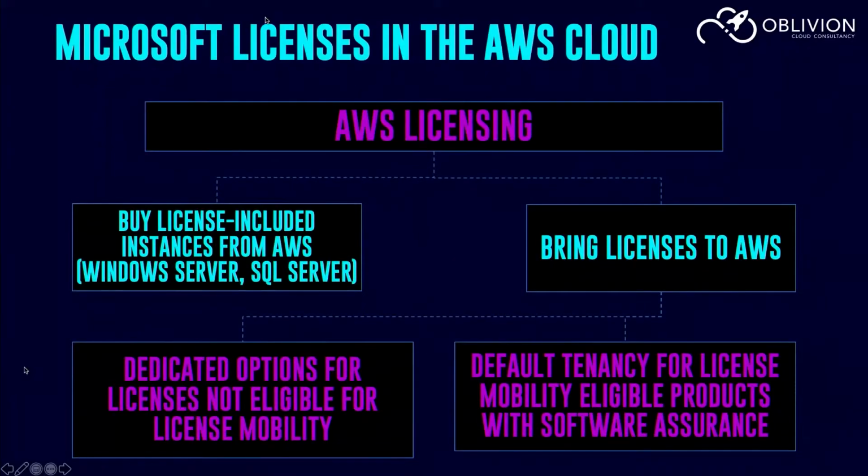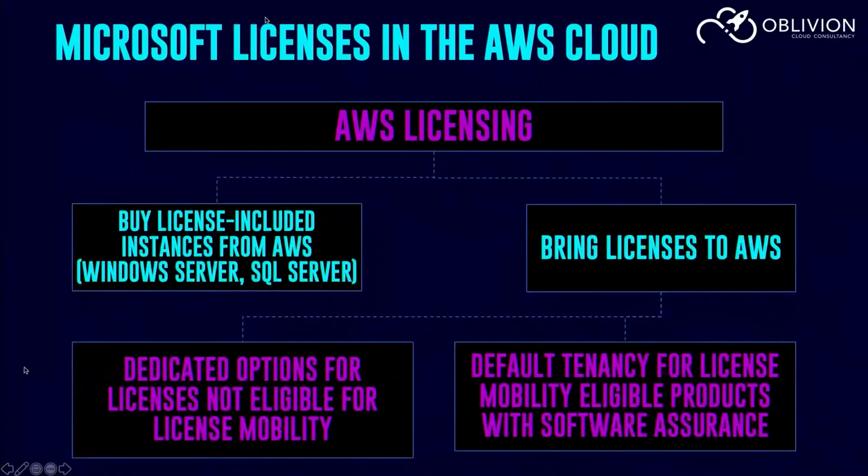Again, we realized that a lot of customers already made investments in Microsoft licenses, and they have enterprise agreements, and they have software assurance under this enterprise agreement, and they pay for it. So we don't want these customers to pay twice for what they already have when they run this software on AWS. That's why these customers can bring licenses to AWS.